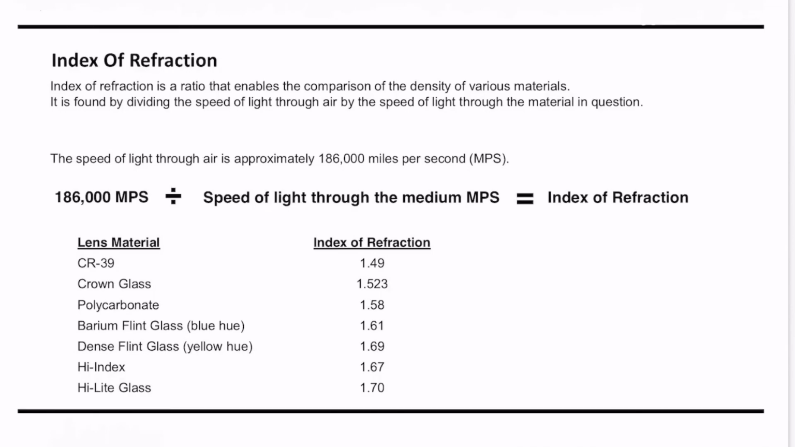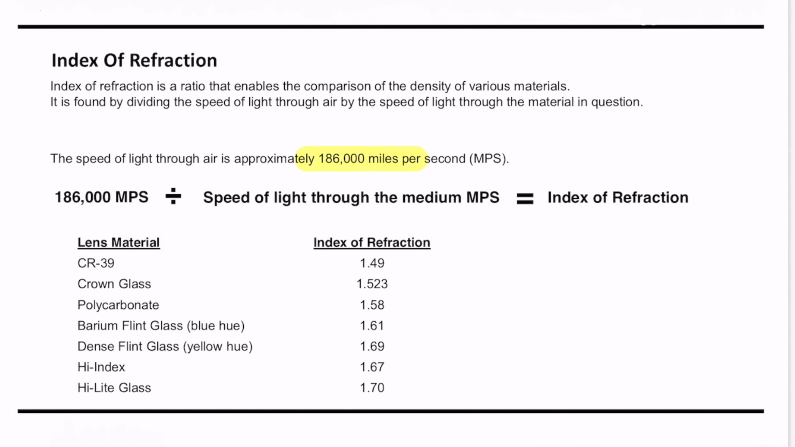Alright, let's talk index of refraction, or simply a ratio that enables the comparison of the density of various materials. This is going to be found by dividing the speed of light through air by the speed of light through the material in question. An ABO question that often pops up is, what is the speed of light? And that's going to be 186,000 miles per second.